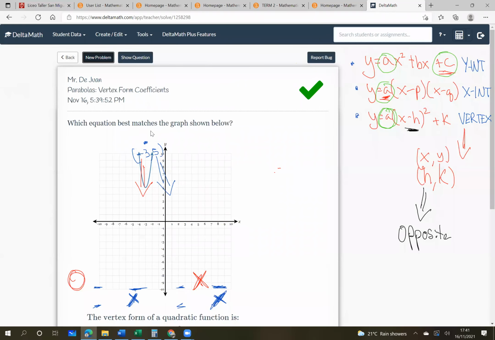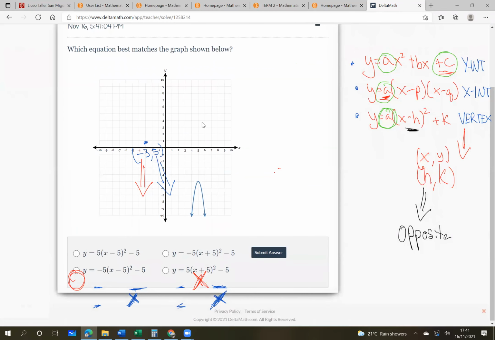Checkmate. Okay. Let's just take one more. I'm doing quite a few of these because I know these are going to be tricky. Pay attention if you're struggling.